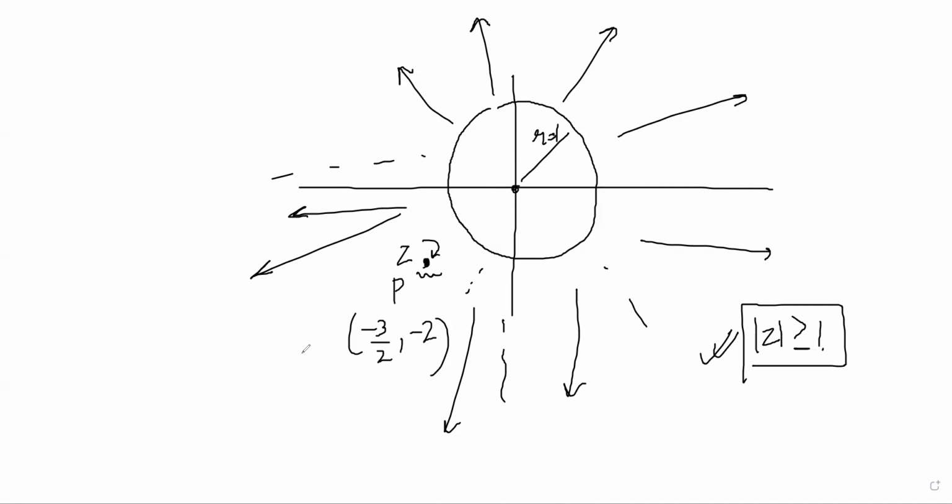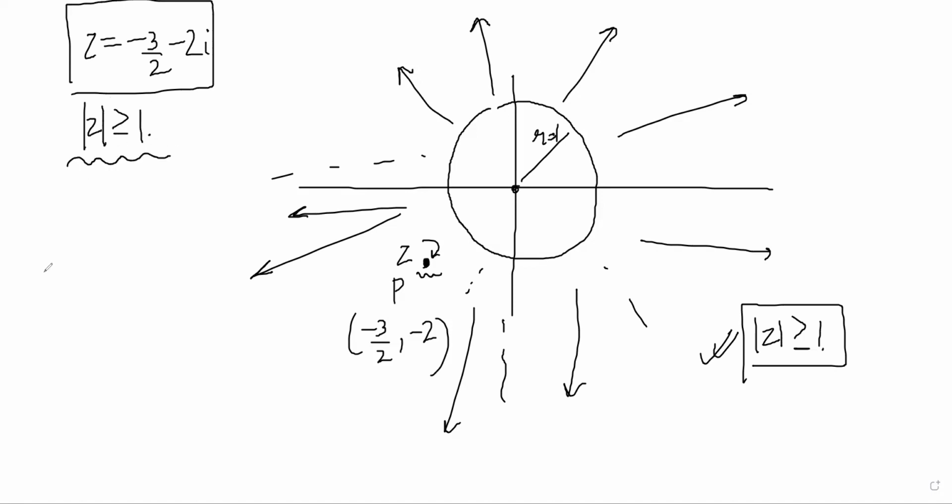Okay. Do you understand what is happening? Yes, sir. We are using geometrical property. So there could be a possibility that z is the point minus 3 by 2 minus 2i, right? Yes, sir. That still satisfies the condition mod z is greater than 1. In that case, the answer becomes directly 0, right? Yes, sir. Okay, next one is this one.